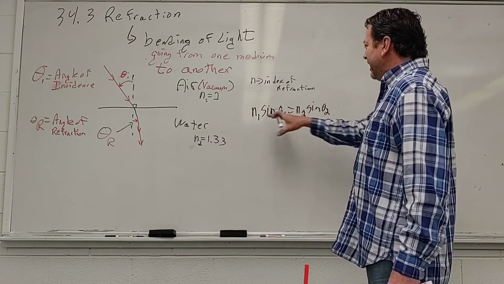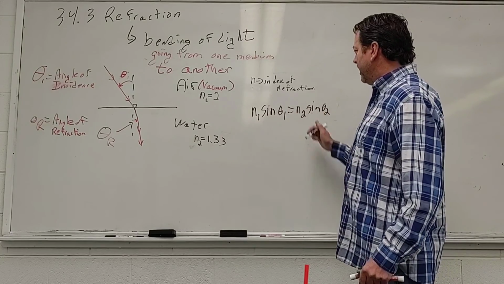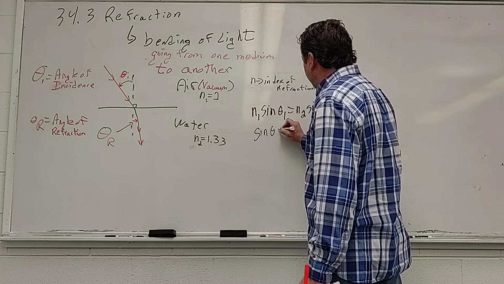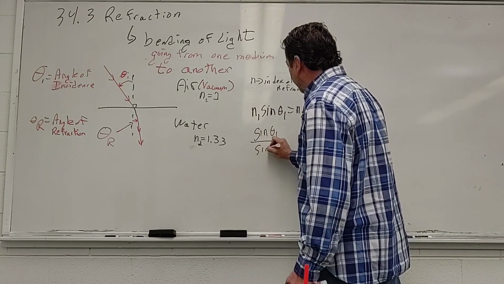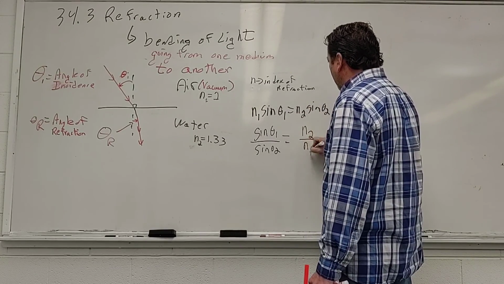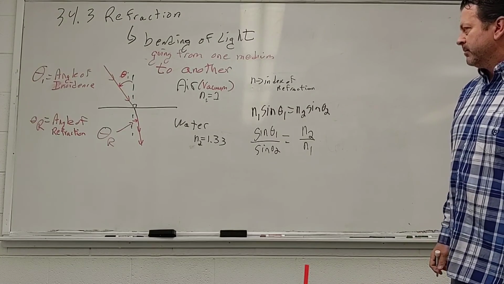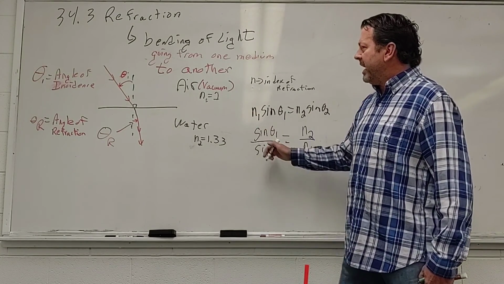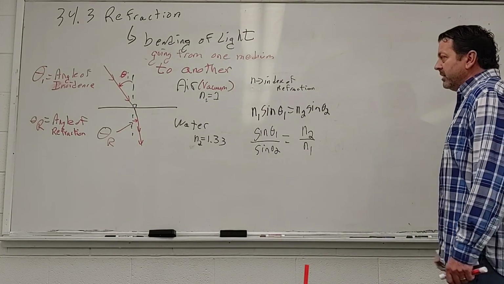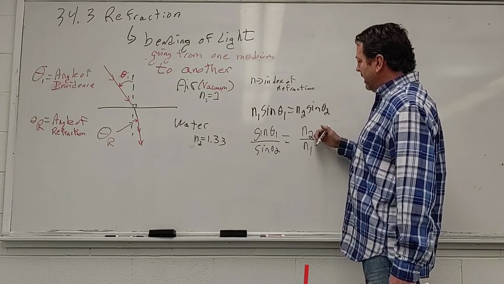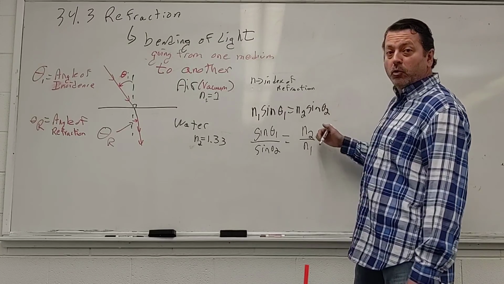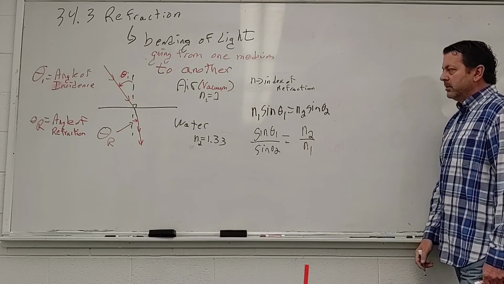Now, you say, well, that's not a ratio, that's an equation. Well, let's set it up as a ratio. What I can say is that sine theta 1 over sine theta 2 equals n2 over n1. All right. So the ratio of the sines of the angles is equal to the inverse ratio of the indices. So if you've got 1 and 2 here, you have to have 2 over 1 there. Okay.